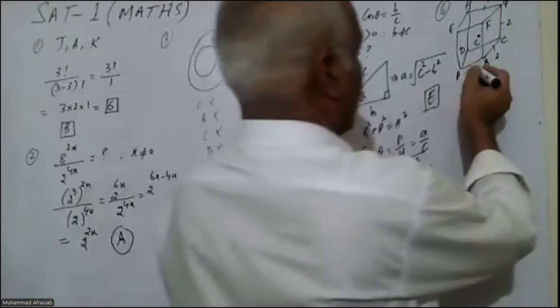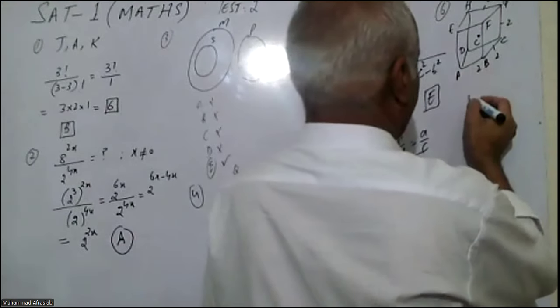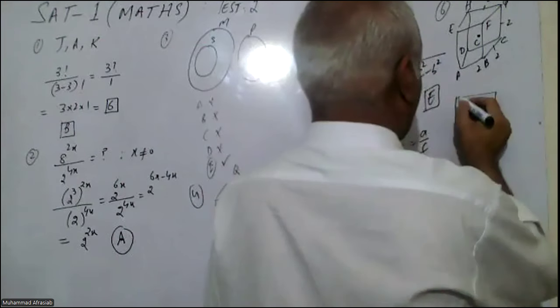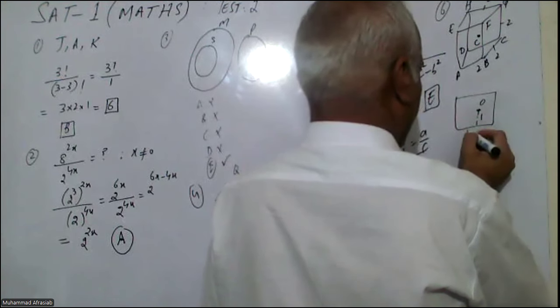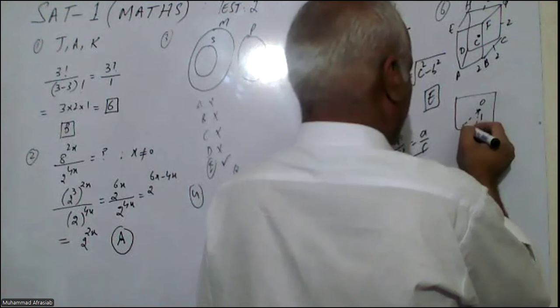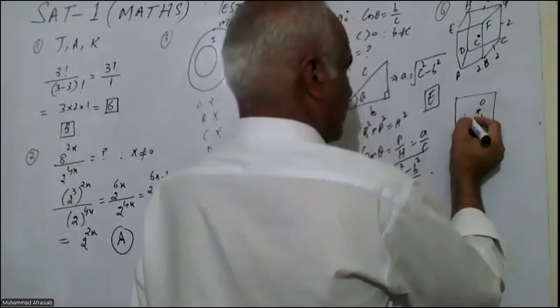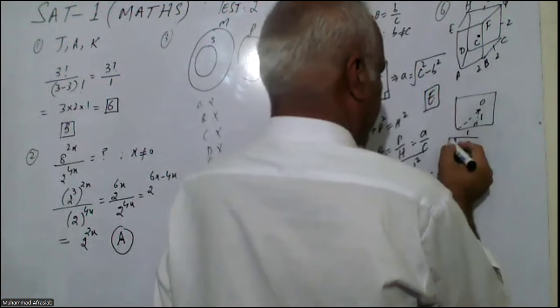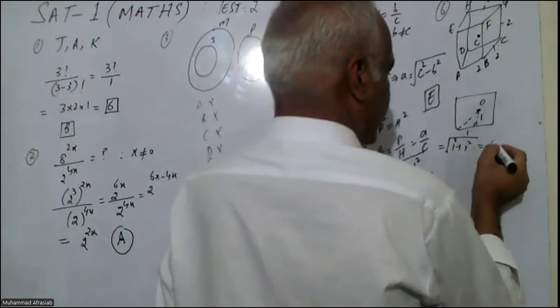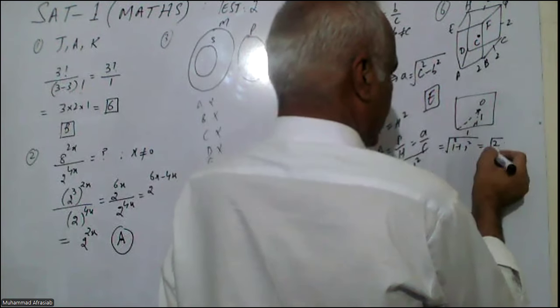Now, this is a cube, so each length is divided into equal parts. Let's say O is the center, then this should be 1 and this should be 1. So this length, by using the Pythagoras theorem, should be equal to the square root of 1 square plus 1 square, and that is equal to the square root of 2.